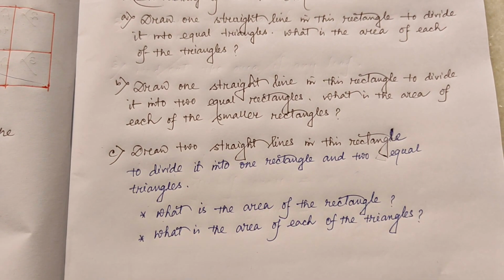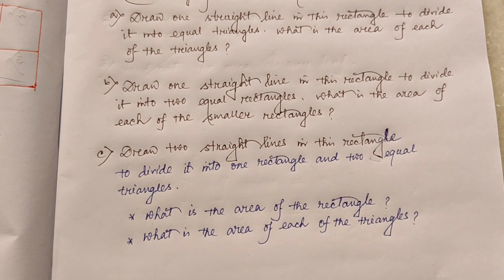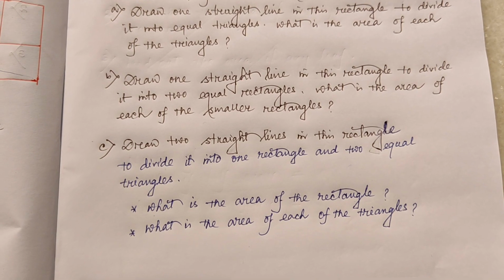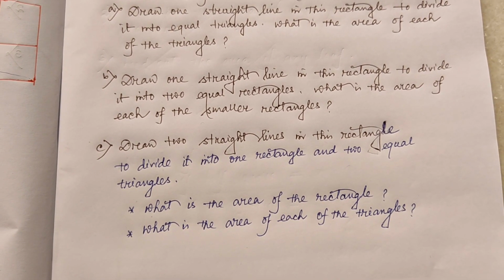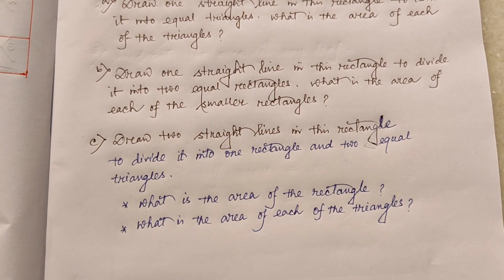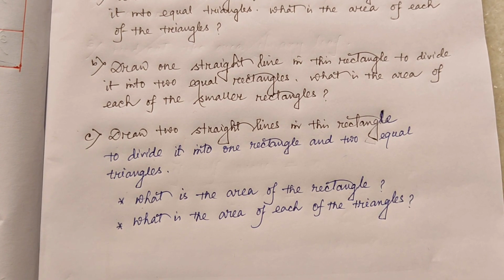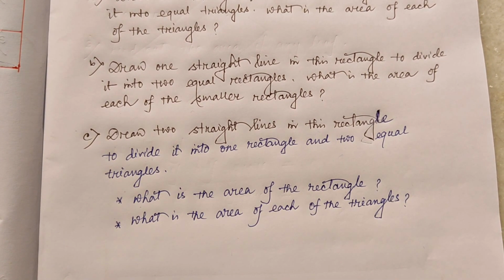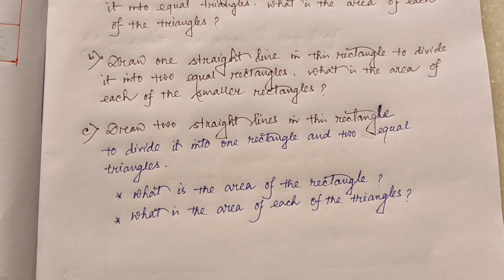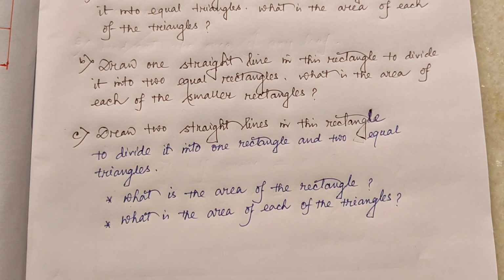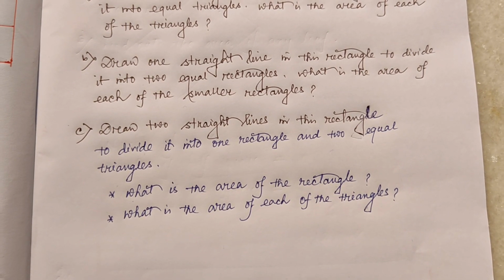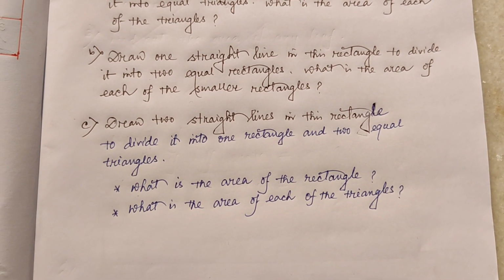Number C, draw two straight lines in this rectangle to divide it into one rectangle and two equal triangles. What is the area of the rectangle? What is the area of each of the triangles? So everyone must do your homework in your classwork copy, and along with this homework you will get a winter vacation assignment in PDF form.